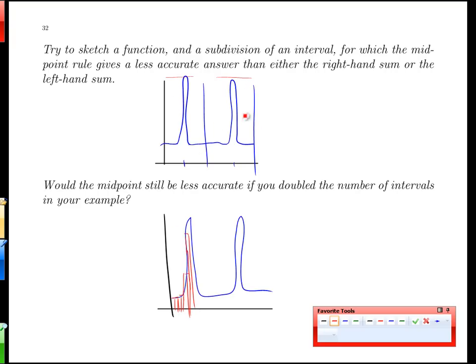It's worth noting that it's not 100% guaranteed that it's going to produce a more accurate area estimate than the left-hand rule and the right-hand rule. It just does it almost all the time, and certainly for any reasonable functions with lots of intervals, the midpoint rule would be better in almost all cases, but not every single case.